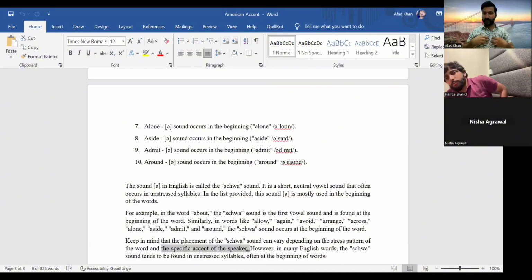I'm a player. I'm a player. American, right? British. I'm a player. See? So that's how, most probably, it's going to be a British sound when it occurs at the end of any English word, okay? But mostly it occurs in the beginning of words, okay? At the end, player. Around, aside, alone, okay?